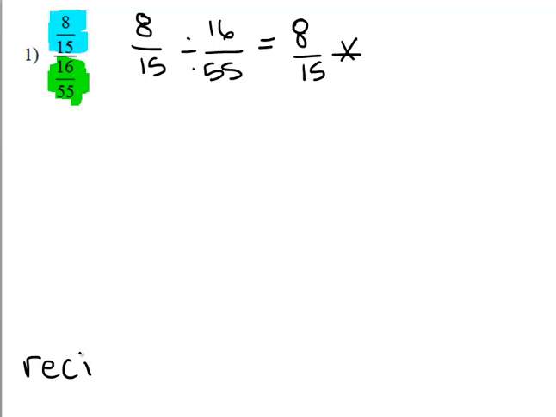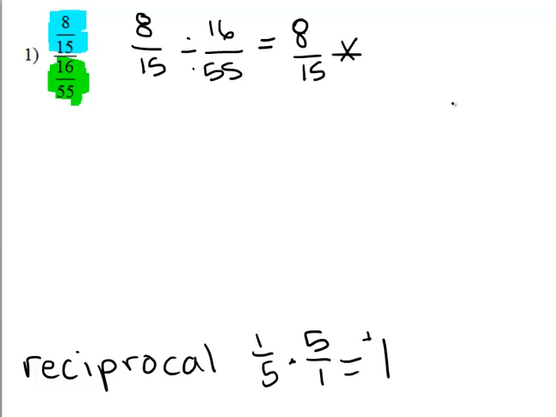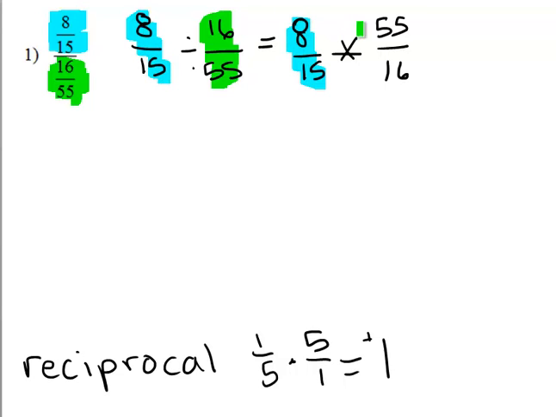And remember, I really want you to know what a reciprocal is, because that's a very, very handy tool. 1/5 times its reciprocal, which is 5 over 1, is the same as 1, positive 1. Reciprocal is a very handy tool. So here we go. 55 over 16 is the reciprocal of this. And remember, I've got that and that and that. And now this is on its head.